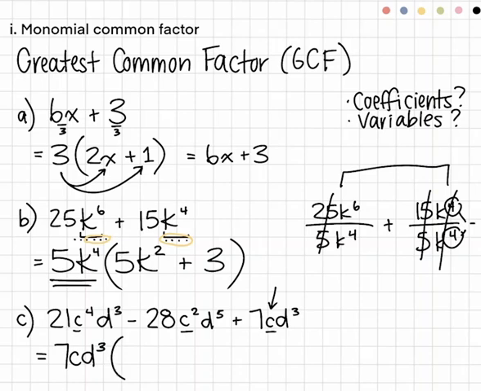You can just think of using the dots like I did in question B if that's helpful for you. So if I remove this from all of these terms, if I divide all these terms by this greatest common factor, what am I going to get? So we can write it out over here on the side. So I have 21C4D3. That's going to be divided by 7CD3. So what am I left with?